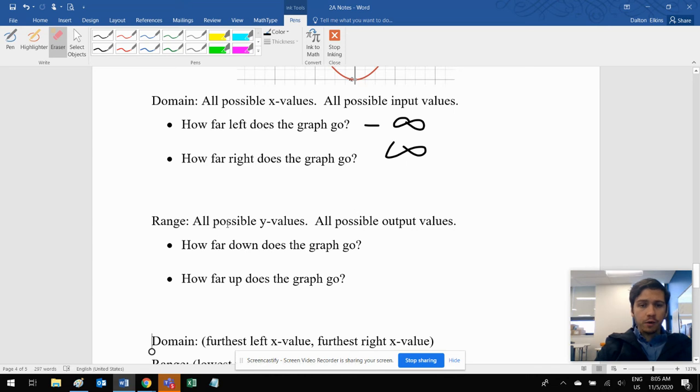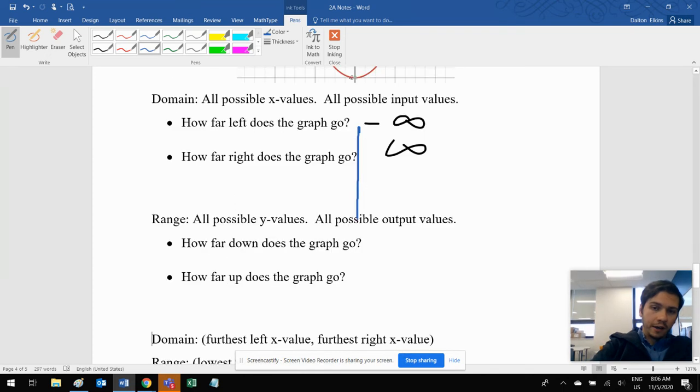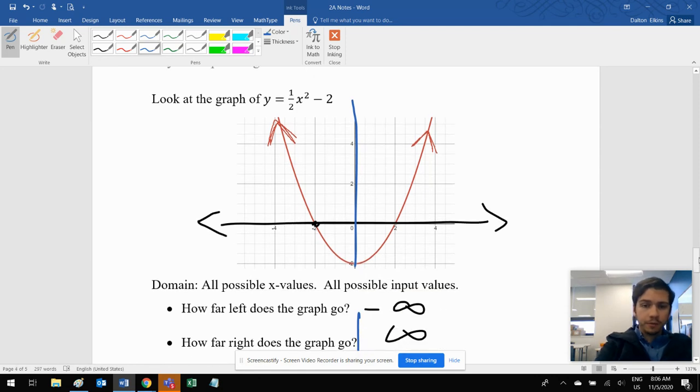For the range, we have to do all the possible y values, which instead of left or right, we're dealing with now up or down. So how far down does the graph go and how far up does the graph go? We're going to be looking at this vertical axis right here, and ask how far low does the graph go, which is all the way down to here, and then how far up does the graph go?